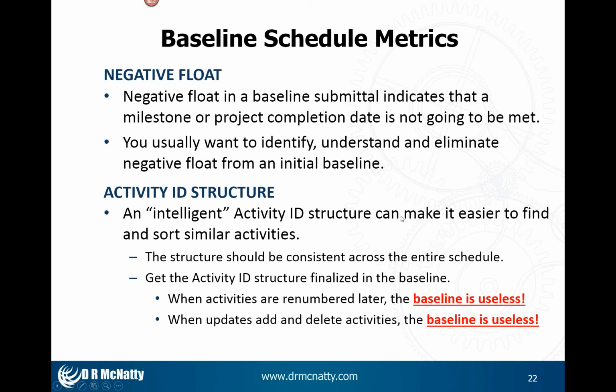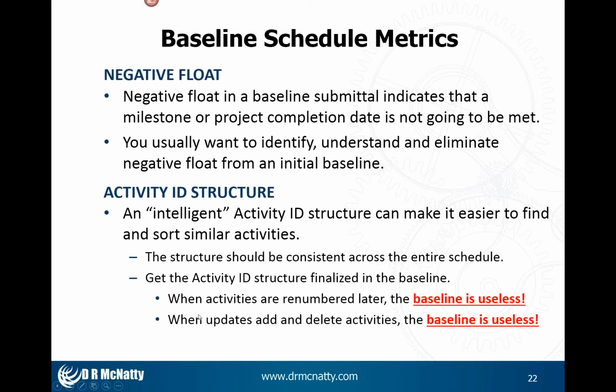Activity ID structure, I think this is a very important one. By putting an intelligent activity ID structure, it doesn't have to be too complicated. But if you use an intelligent structure, it can make it easier for you to find and sort similar activities to work with them as a group. You should try to insist that the structure be consistent across the entire schedule. You don't want to have a bunch of activities that are defined by right justified numerics, and then another part of the schedule is defined by some alpha code setup.